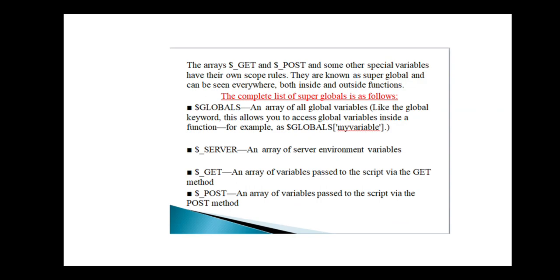So we have some of the list, that is like $GLOBALS, an array of all global variables, like the global keyword. This allows you to access global variables inside a function. For example, $GLOBALS['myvariable']. This type we can use for global. Okay, then $_SERVER, an array of server environment variables. So here we are accessing the variables of the server. Okay, $_GET, an array of variables passed to the script via the get method.